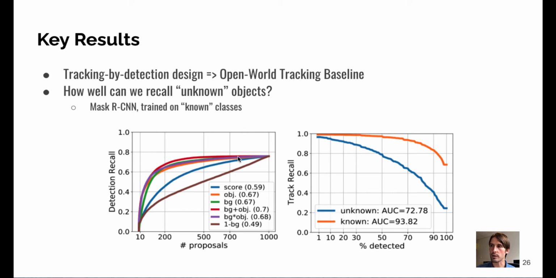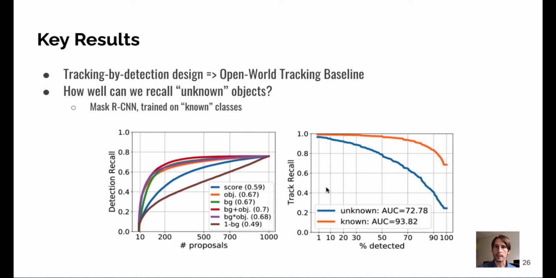You can see that we obtain quite reasonable recall, suggesting that they inherently have an any-object detector built in. We also evaluated different ranking strategies, and as you can see here, we actually can rank our proposals quite reliably. And this is very important because we can't really feed 1,000 proposals to our tracker.